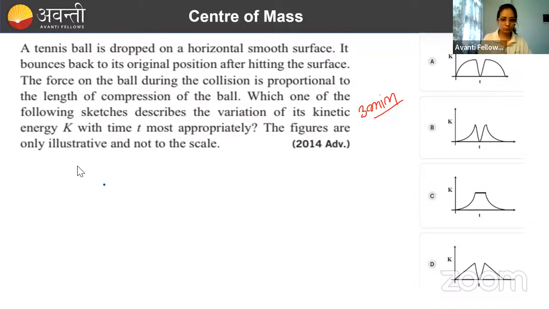Okay. Like the option that you have given me, I will suggest just look carefully at this point. This one: the force on the ball during the collision is proportional to the length of compression of the ball. Just think over it. Half of the portion you have cracked correctly actually. After the ball is falling down, until that point you have got it correctly. But after that, what is happening? Done. So just see carefully over that also. Try to look over that.